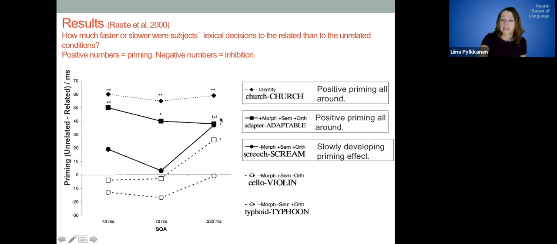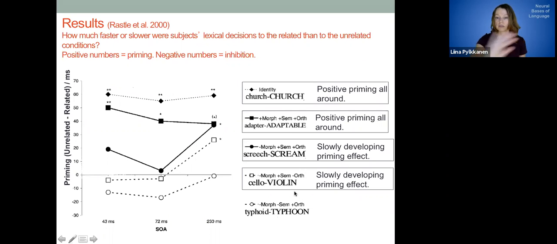You don't get a reliable priming effect until the longest SOA. And at that point, it looks similar to the cello-violin priming, so just pure semantic priming, so it's reasonable to think of this as a reflection of the semantic similarity of screech and scream. Just like the purely semantically related case, screech-scream priming shows a slowly developing priming effect, but nothing in the shorter SOAs.